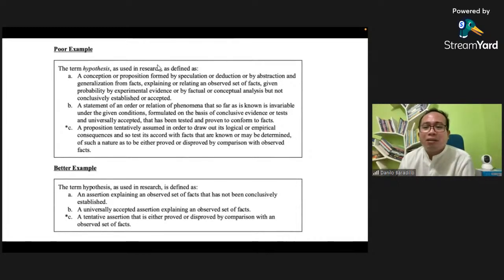So why not give the proper way or the better way of constructing that? Right down at the bottom, you would see the better example of the one that is up there. The term hypothesis as used in research is defined as an assertion explaining an observed set of facts that has not been conclusively established, or a universally accepted assertion explaining an observed set of facts, or a tentative assertion that is neither proved nor disproved by comparison with an observed set of facts. So these are all things we can look into when we have to reconstruct it.